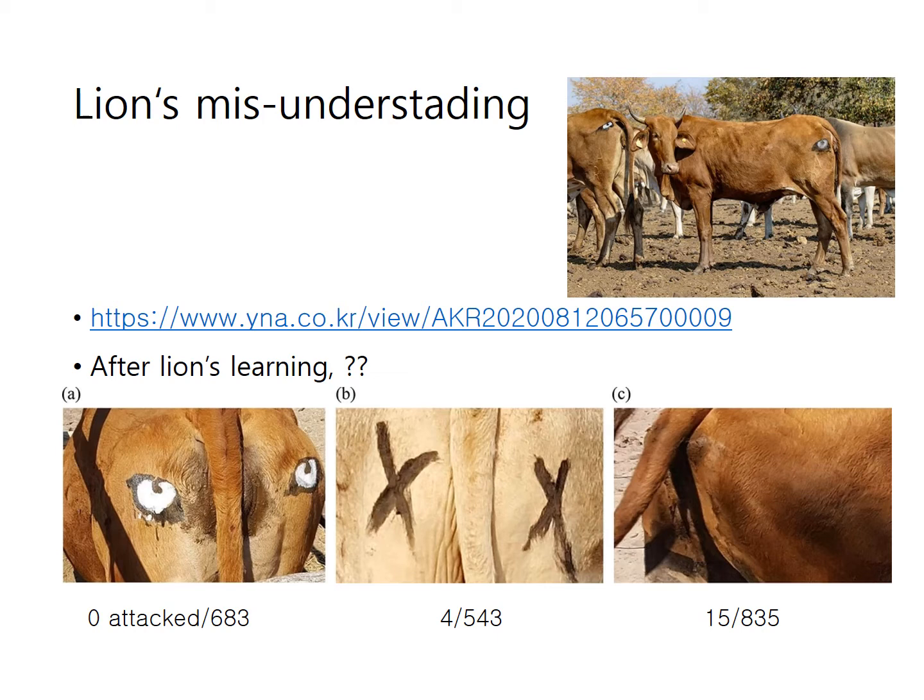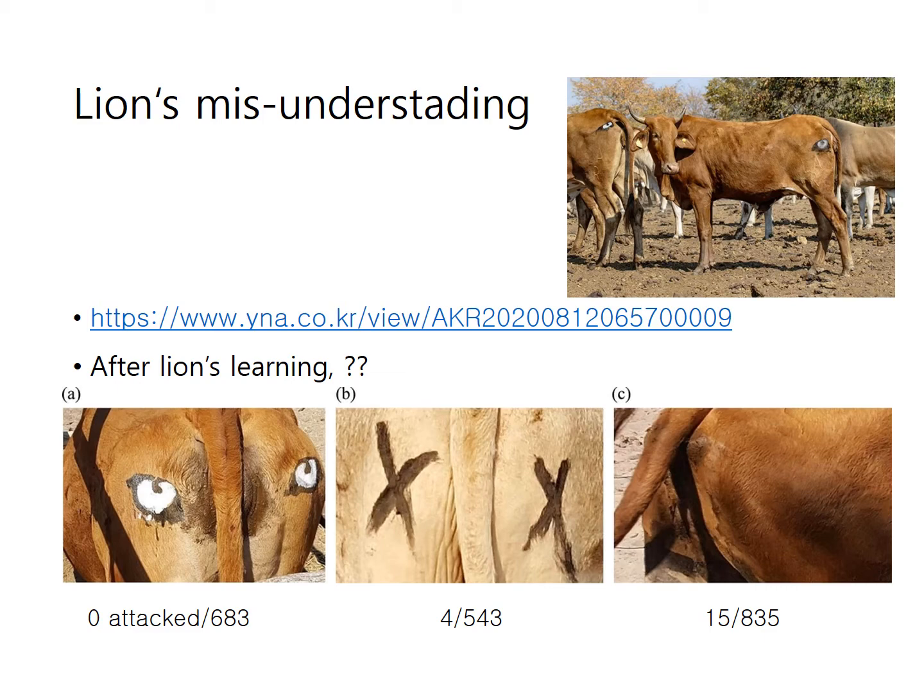Surprisingly, none of the 683 cows with eyes on their rears were attacked by a lion. And out of 835 cows, 15 were killed by lions when there was no sign there. This is because something hindered the lion's recognition of a cow as a cow. This also happens in communication. Some information has been sent, and something prevents it from being recognized correctly.